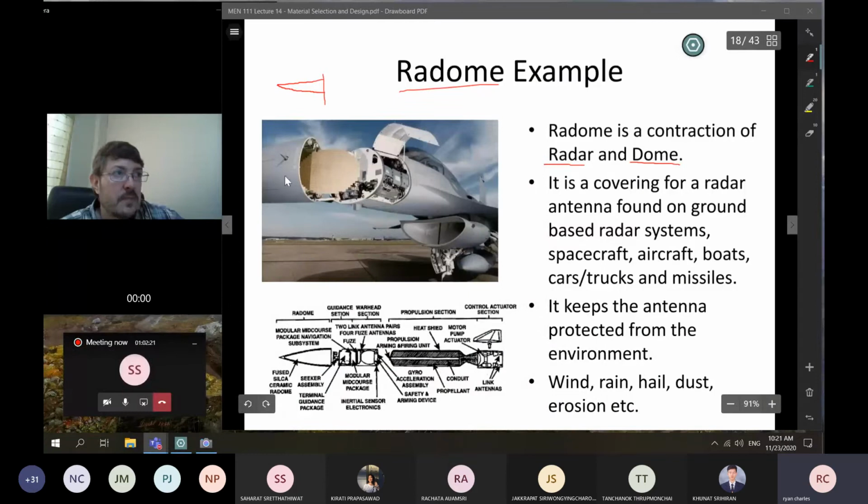So these things open up. They provide aerodynamics, and they provide protection for this thingy. That's the radar antenna. So the nose cone here is an example of a radome, right?